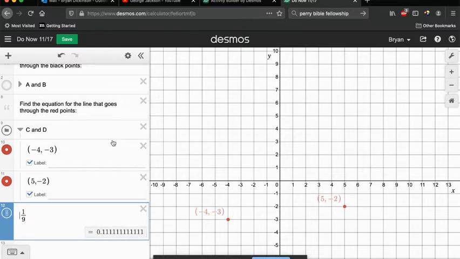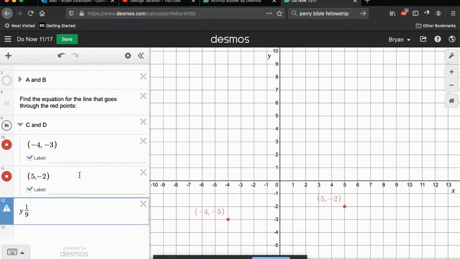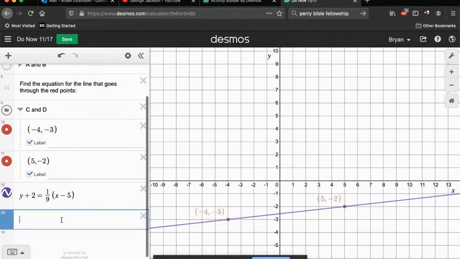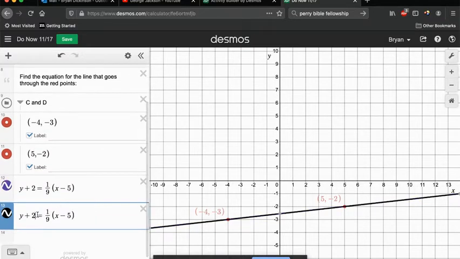Because I don't know my y-intercept, I'm going to use one of the points. In this case, I'll use (5, -2) to start. That's going to be y minus a -2, which I'm going to simplify to y + 2. My slope I already know, and now I'm going to put in x minus 5, and there we have it. Or I could have done the same exact thing with y + 3 because it's a double negative, and x + 4 because that's also a double negative.